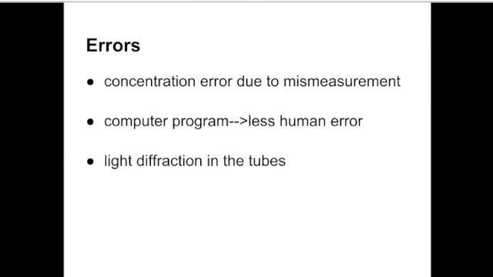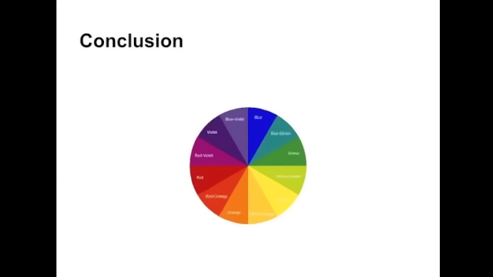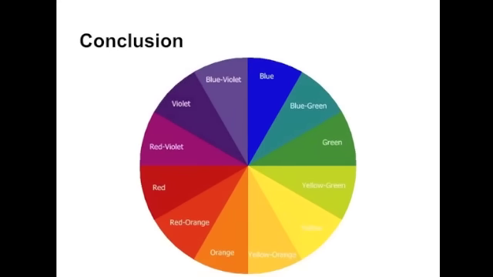There also could have been errors of light diffraction in the tubes. If the tube was turned onto the wrong side, the graph would have shown some weird results. The color a solution reflects, or looks like, is on the opposite side of the absorbed color on the color wheel. For example, if a solution appears, the color wheel helps us predict what frequencies are absorbed in the colors we see.